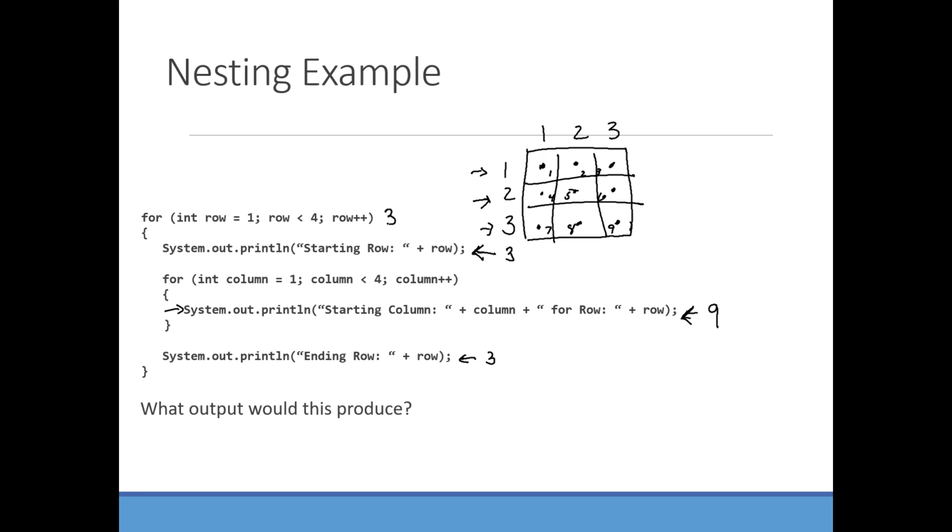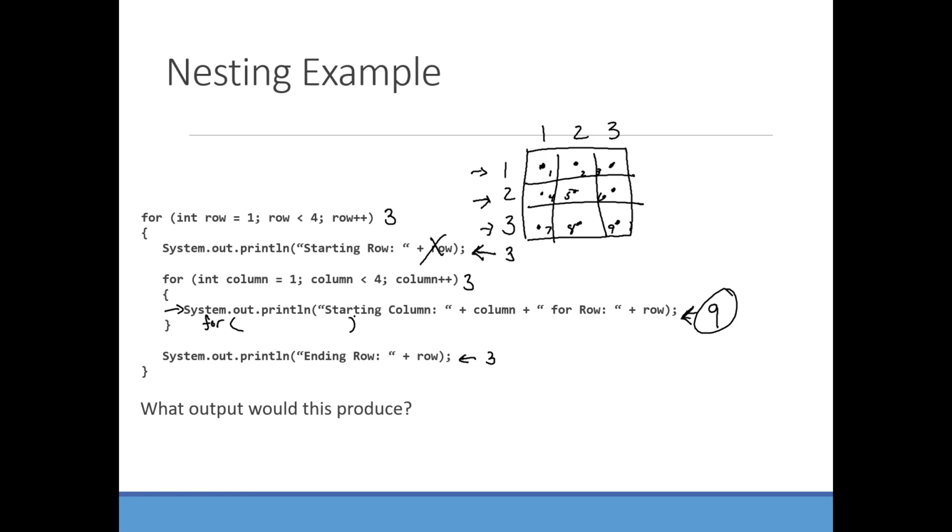So this one iterates 3 times. This one iterates 3 times. So we get 3 times 3, which gives us 9 iterations. Imagine if you had another for loop inside of here. Then it'd be 3 times 3 times however many iterations this loop was. That's a crazy amount of work. So we have to be very conscious of this when we're looking at our code.